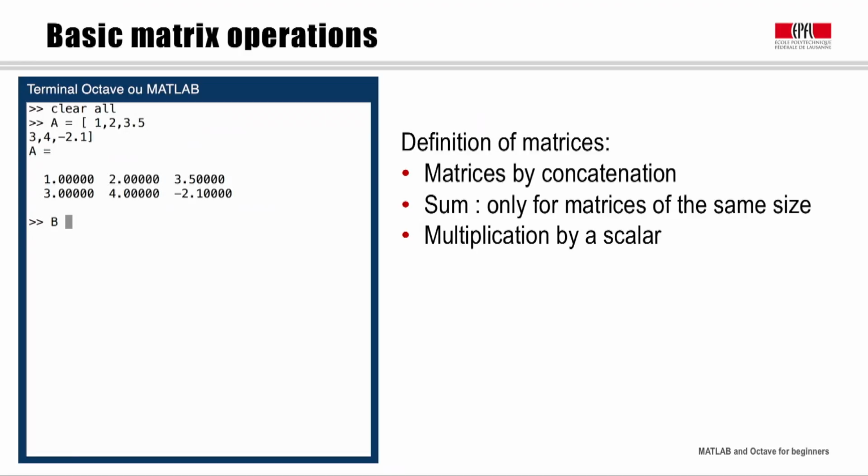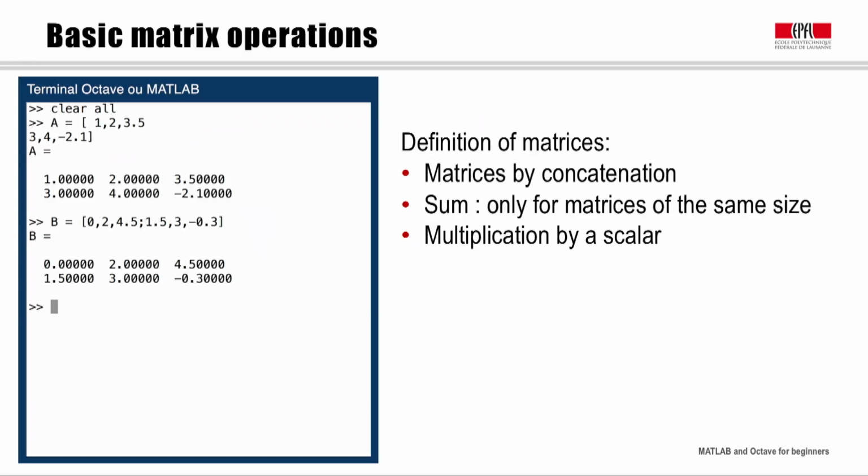If I want to write all these on a single line, so I take B equal to first line 0, 2, 4, and then second line, so now with the semicolon, 1.5, 3, minus 0.3, and I close my brackets, and I see my new matrix.